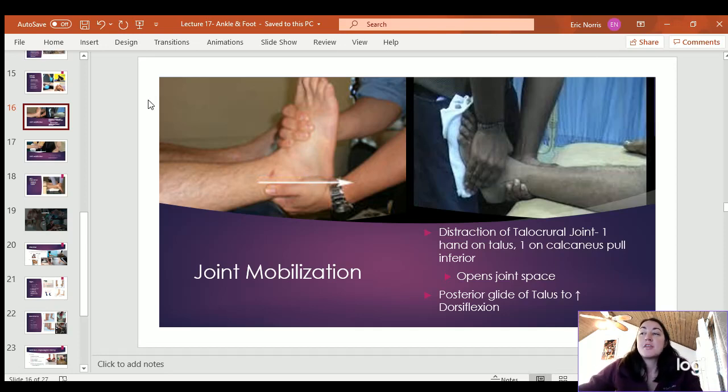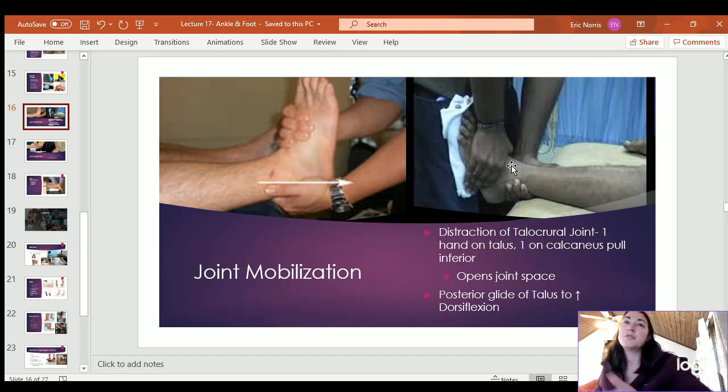And then with a posterior glide of the talus, this arm is stabilizing behind the distal tibia. Then this hand is really closer to the joint, just slightly, and adding a posterior glide of the talus, and that can help you with dorsiflexion range of motion, and we'll work on that in lab together.